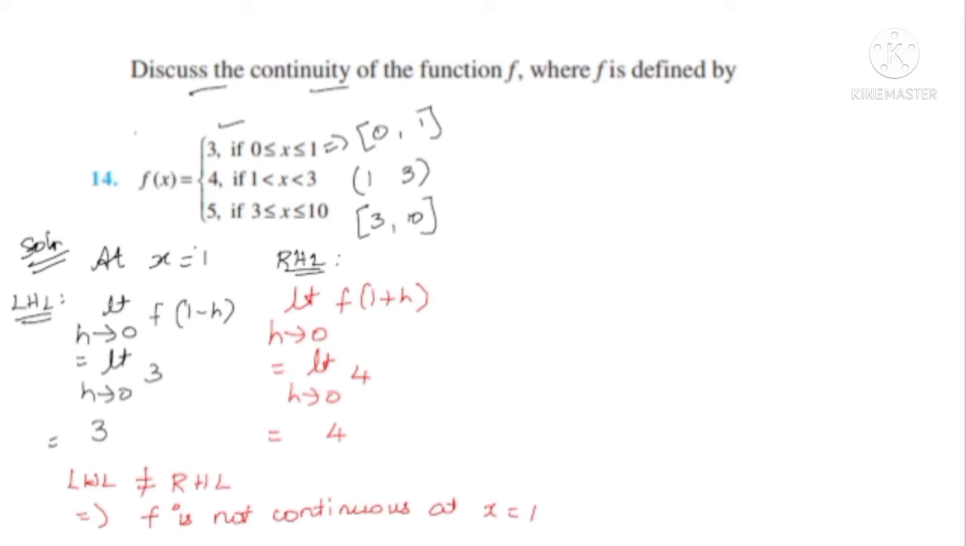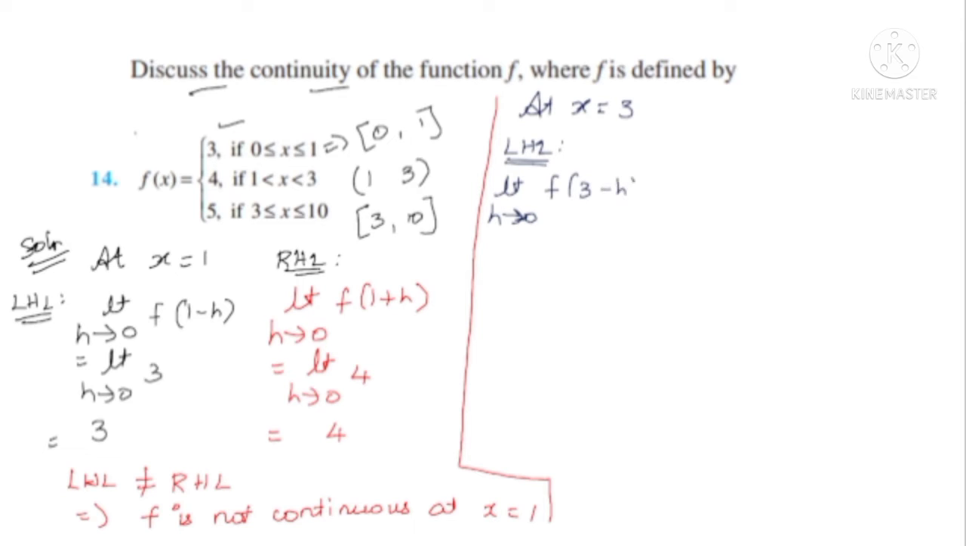Now we have to find for x is equal to 3. So let us find the value for x is equal to 3. Now at the point x is equal to 3, the left hand limit is limit h tends to 0 of f of 3 minus h. Something is subtracted from 3, so the function will be 4. So limit h tends to 0 of 4 is nothing but 4.